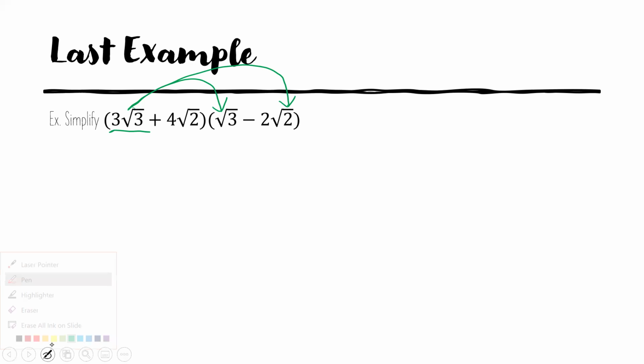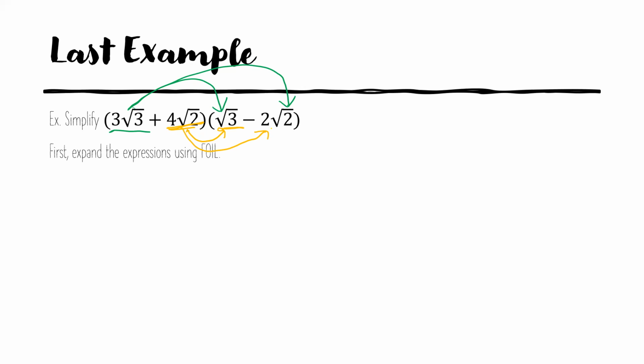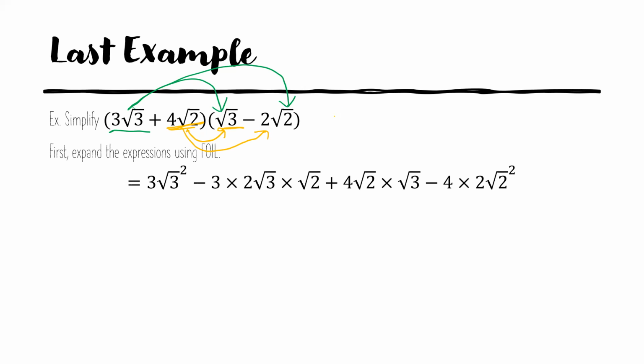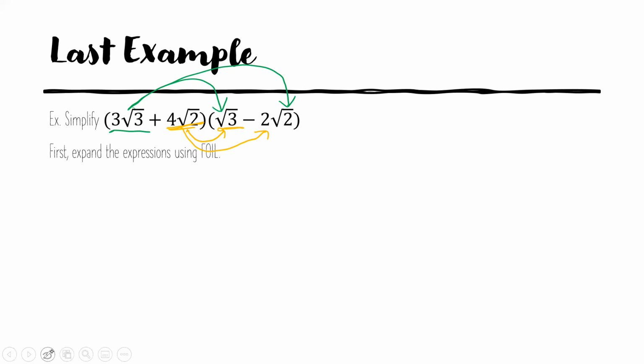And then going to our next step, we're going to use FOIL again to multiply the inner term by this inner term. So it's 4 square root of 2 times square root of 3, and then 4 square root of 2 times negative 2 square root of 2. So my next step, like I said, I'm just using FOIL here. So what I'm doing here is I'm simply taking 3, and I'll actually show the steps. I'll go slow here. This example is a little tougher.